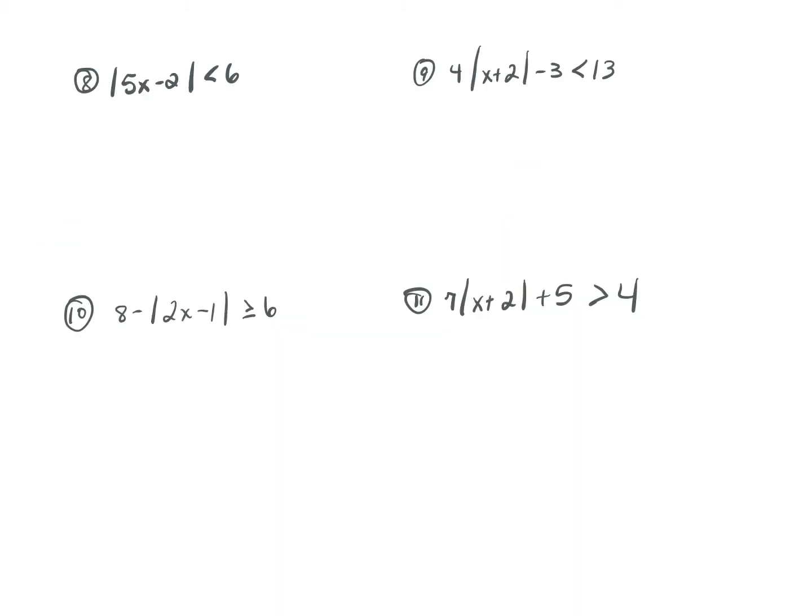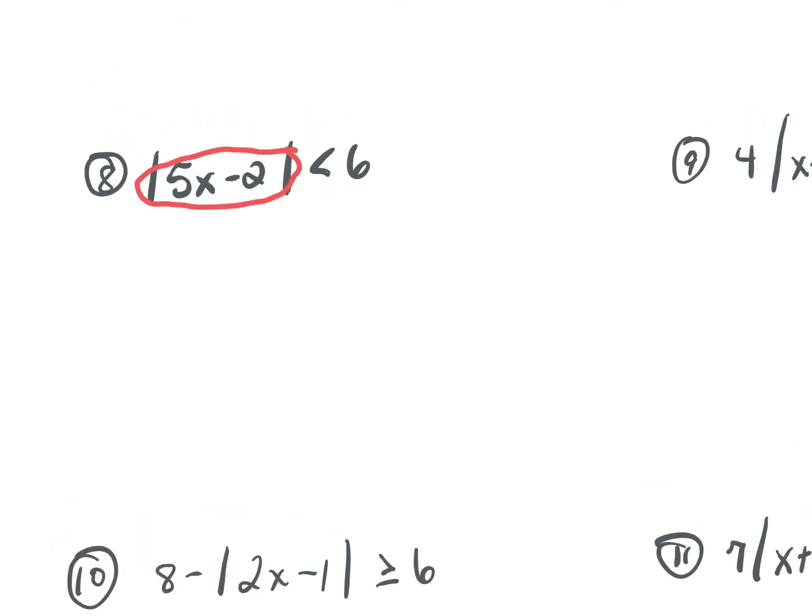We're going to do 8, 9, 10, and 11. We're going to go through the same process every single time. The first thing I'm going to do is circle my absolute value. If my absolute value is isolated, we're good to go. Is it isolated? Yes. Okay, so I can say, all right, this says less than. Which way do I color if it's less than?